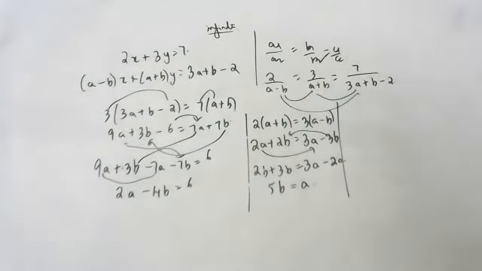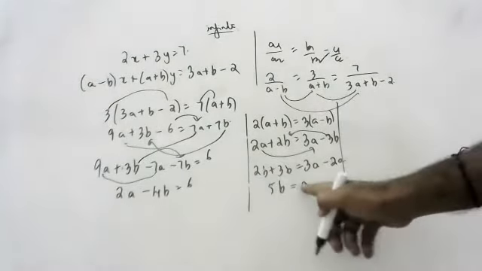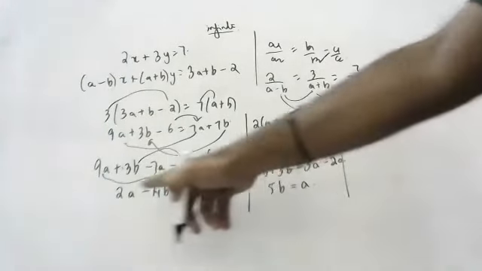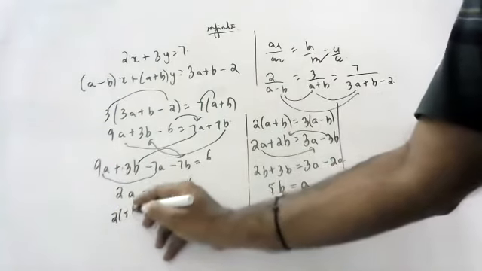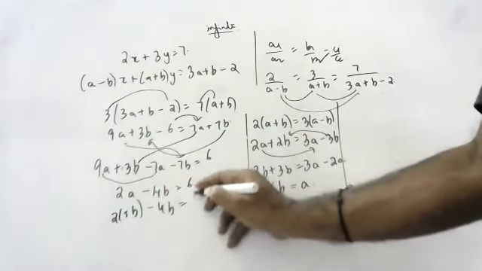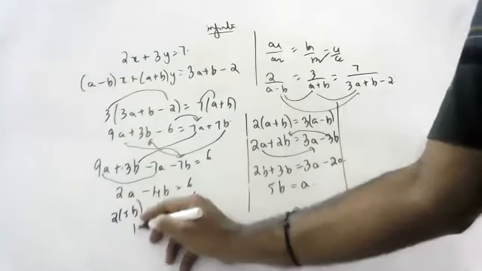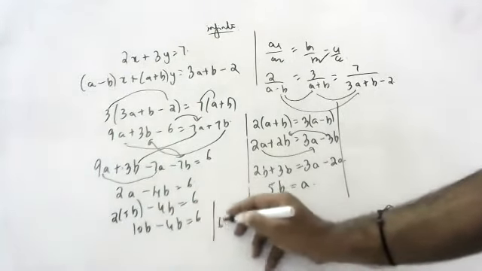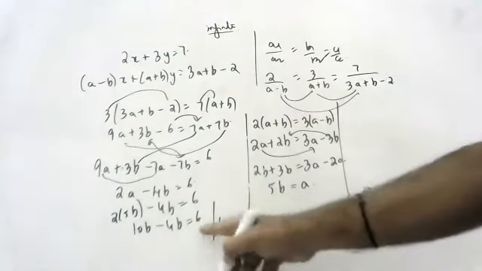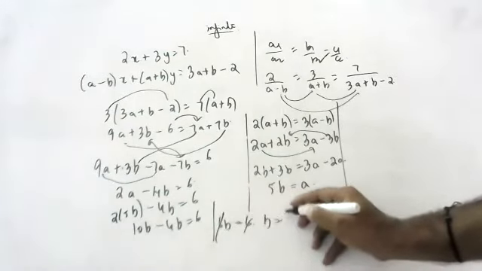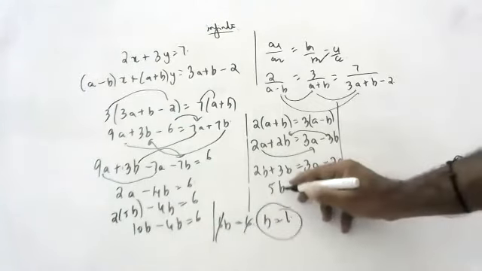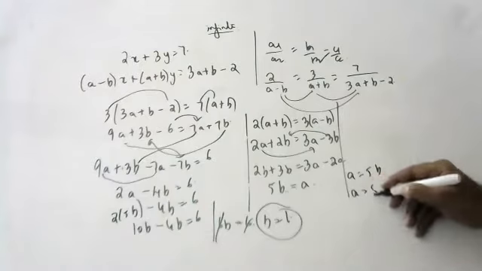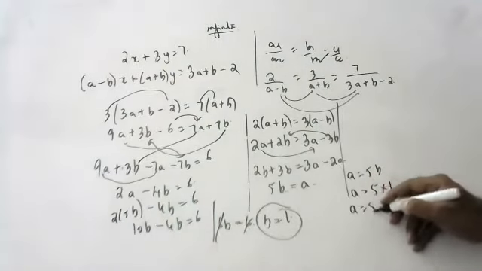So what happens means, substitute this a here. You will get the answer. Substitute 5b here: 2 into 5b minus 4b equals 6. 10b minus 4b equals 6. Then 6b is equal to 6, so b is equal to 1. Substitute b equal to 1 here, you will get a also. a is equal to 5.